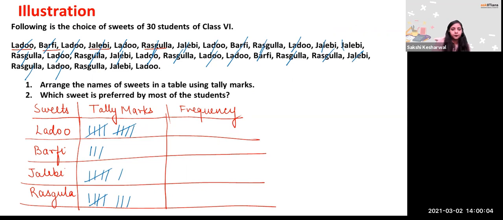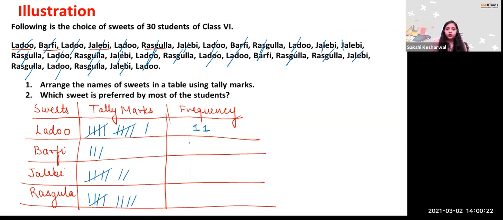Again a 5. Now you have a rasgulla. It's like this. And then you have jalebi like this. And then you have a laddu. Now you see how many students like the laddus. So this is how you do the calculation. So 5 plus 5 is 10 and then 11.